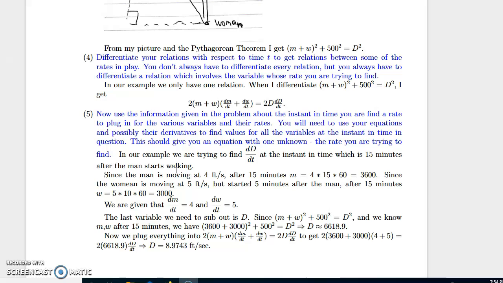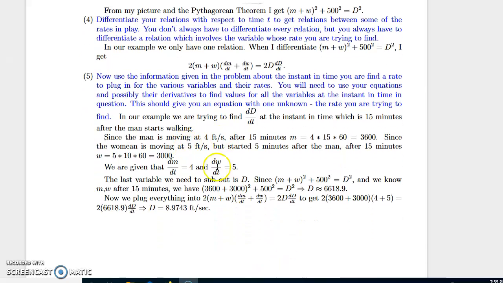And again, I apologize here. The problem said after the woman stops walking, but I've already done this for the man, so we're just going to change the problem. So since the man is moving at 4 feet per second, after 15 minutes, the man has gone 4 times the number of minutes, which is 15 times 60, which is equal to 3,600. So that's the distance the man is from the point he started out after 15 minutes in feet. And the woman is moving at 5 feet per second, but she started 5 minutes after the man. So that means she'll only have traveled for 10 minutes at that moment in time. So her distance is therefore 5, her rate, times 10 times 60, which is 3,000.